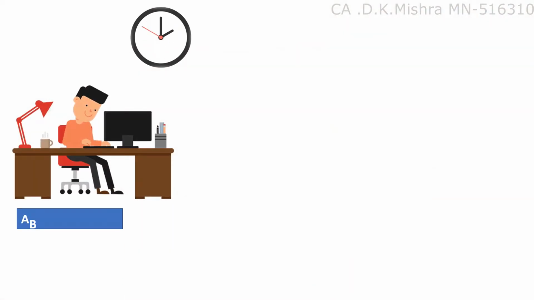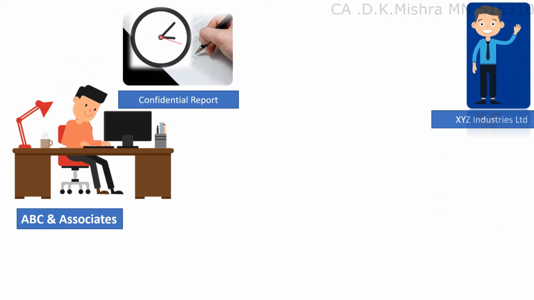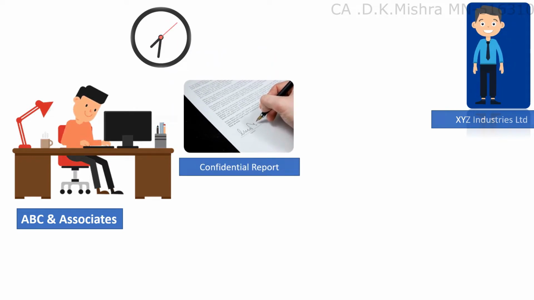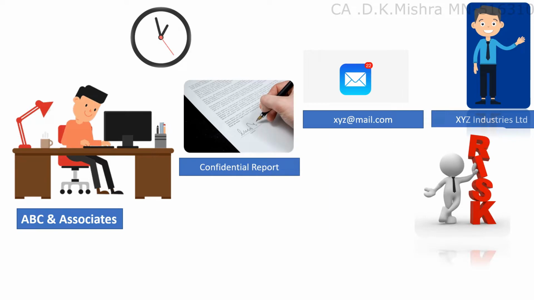For example, ABC and Associates, which is a chartered accountants firm, prepares a confidential report for their client, say, XYZ Industries Limited, and sends it through a public email id, say xyz@mail.com. Now, this process involves two types of security risk.